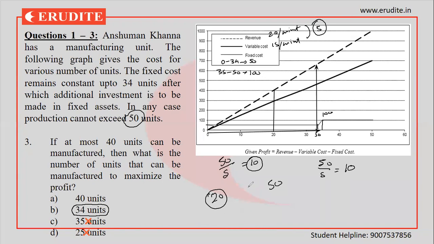Now at 40, what is the revenue? 800. What is the fixed cost? 100. And what is the variable cost? 600. So what is the overall profit? 100. Overall profit at 40 is 100. At 34, revenue 680, variable cost 510, fixed cost 50. So overall profit 120. So highest profit at 34 only.